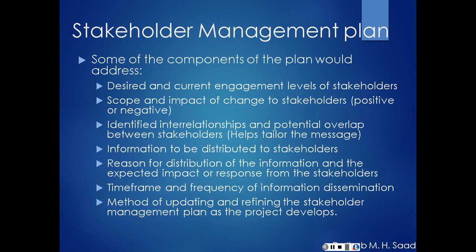Starting with the stakeholder management plan, some of the components of the plan would address the desired and current engagement levels of the stakeholders. So sometimes you have a stakeholder engaged at a certain level, you want to increase that engagement or you want to decrease that engagement. Scope and impact of the change to the stakeholders. How is that project going to affect the stakeholders? Identified interrelationships and potential overlap between stakeholders. If you can group them into a group of supporters, a group of neutrals, a group of adversaries, it's going to be easier to manage the message to these different groups.